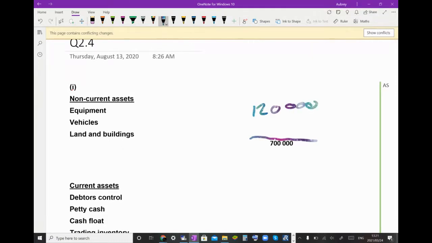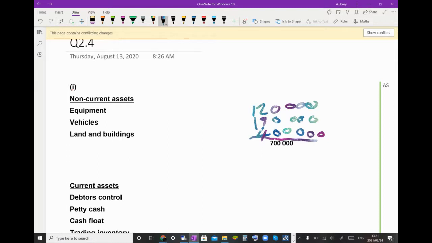Okay. And what is vehicles? 2,000. 180. And what is land and buildings? 400,000. My friend, what are you smoking over there? All right. So then that's 700,000 the total there.